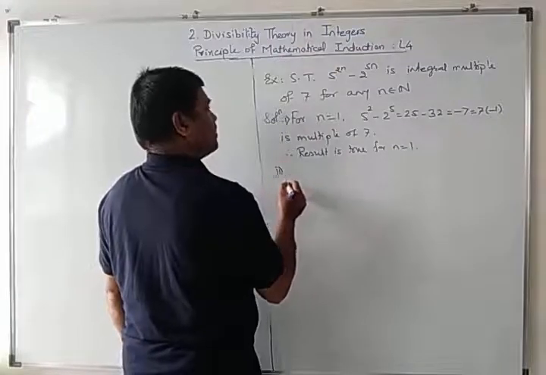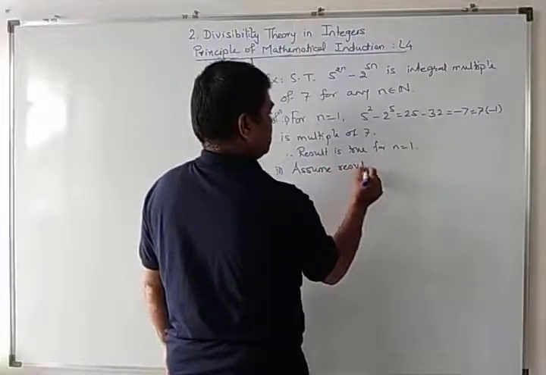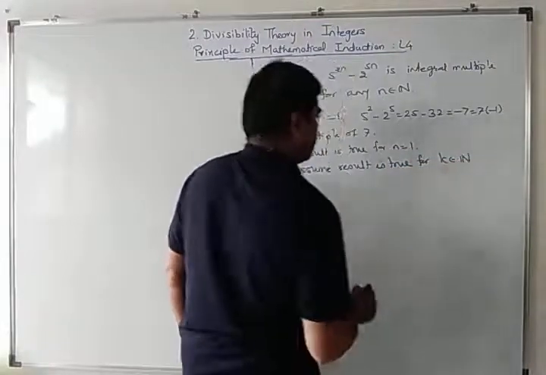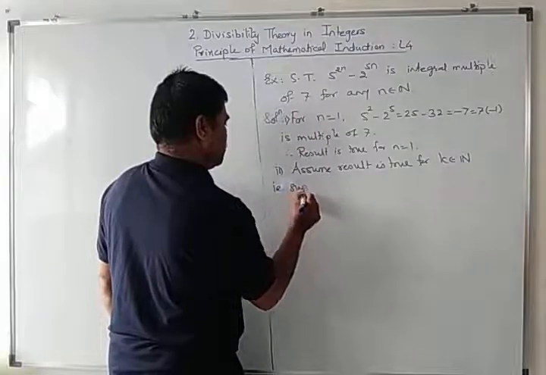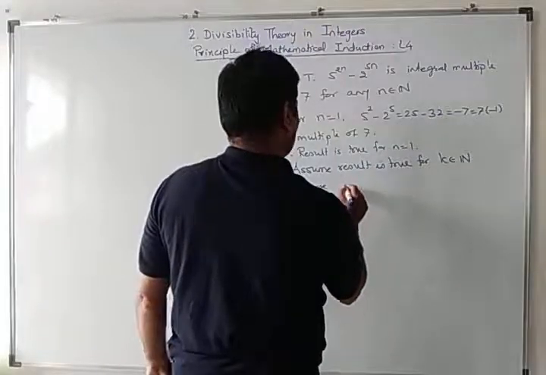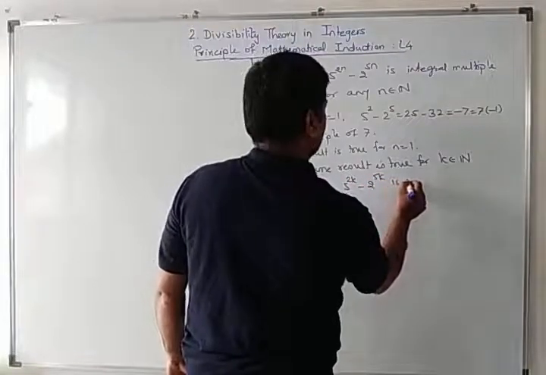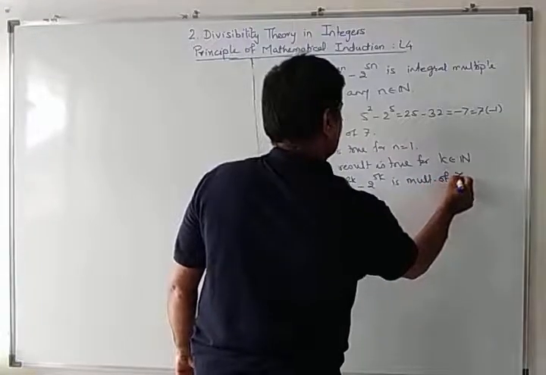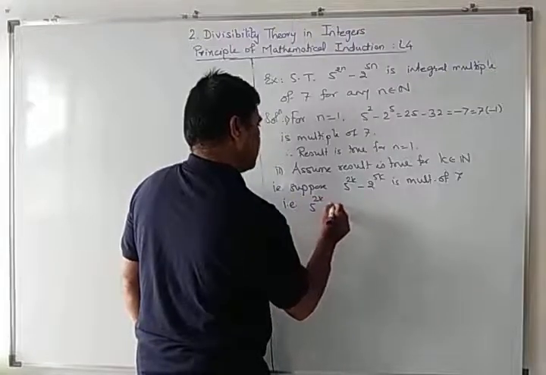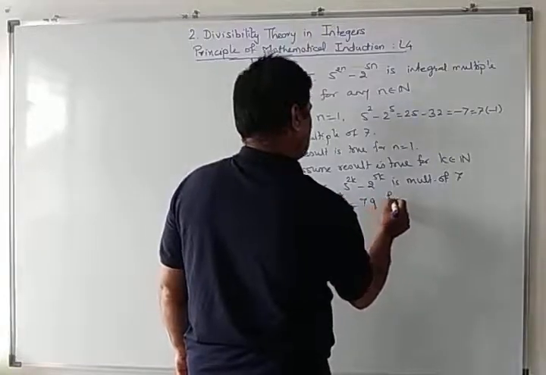Second, assume result is true for k belongs to N, that is, suppose 5 raised to 2k minus 2 raised to 5k is a multiple of 7, that is, 5 raised to 2k minus 2 raised to 5k is equal to 7q, for some q belongs to Z.